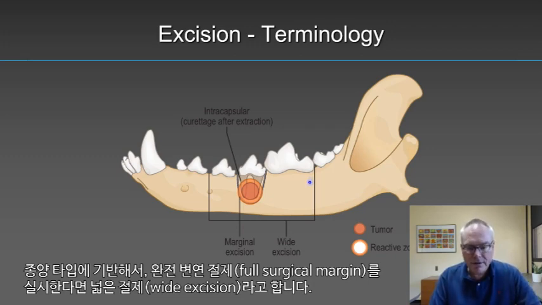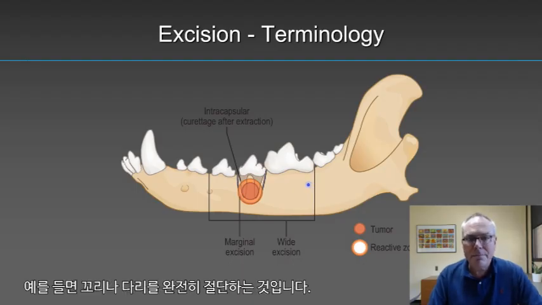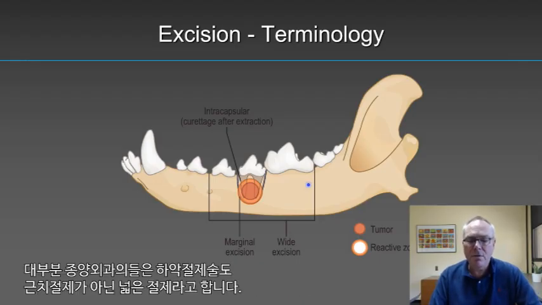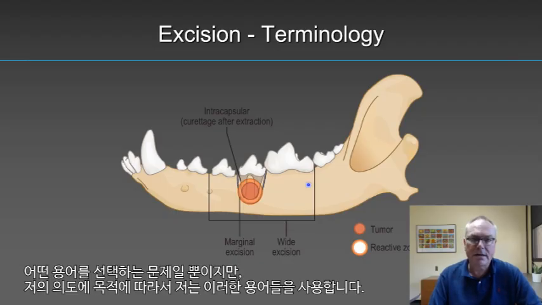The 4th type of excision is not really applicable to maxillofacial and mandibular tumors. The 4th type of excision is a radical resection, and that basically involves the amputation of a leg or the amputation of the tail. So even removing an entire mandible is considered by most surgical oncologists to be a wide excision and not a radical resection. It's a matter of semantics, but for all intents and purposes, that is the terminology that I will use.